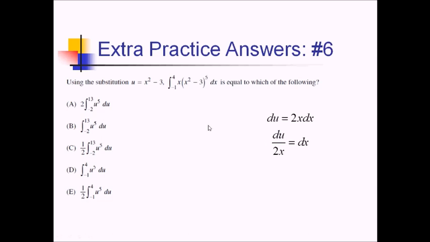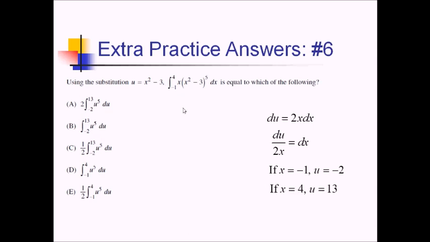Next, my limits of integration are both x values right now. I have to turn them into u values. If x is negative 1, then u is going to be, let's see, negative 1 squared minus 3. That's 1 minus 3, which is negative 2. If x is 4, then u is going to be 4 squared minus 3. 16 minus 3 is 13.